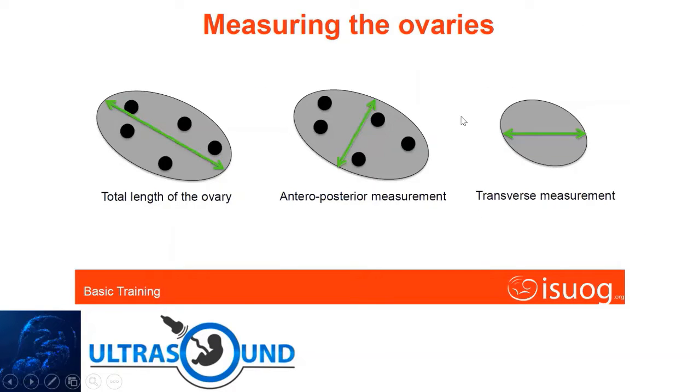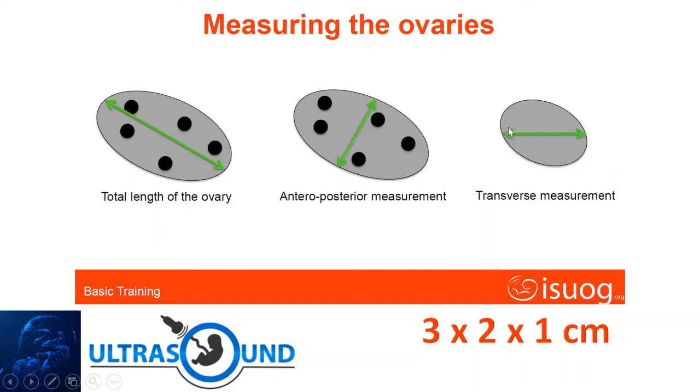Next, how are we going to measure the ovaries? So this is the ovary, the pictures of it. Then you can measure the total length, the anterior posterior, and then you need to rotate your probe 90 degrees to a transverse measurement. I'll show you how to rotate your probe later. And the normal size of an ovary is 3 times 2 times 1 cm.